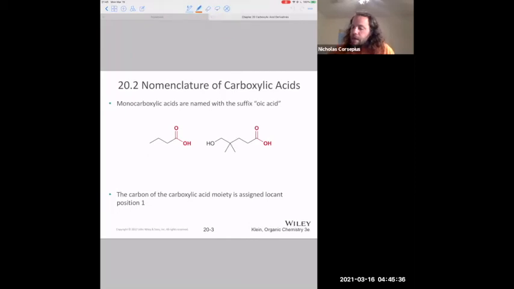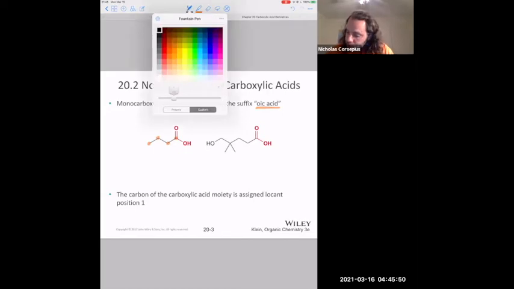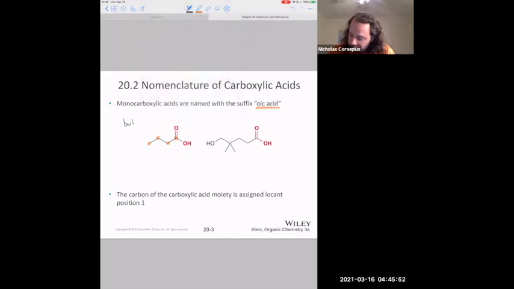Carboxylic acids have the suffix -oic acid. For example, in this molecule here, we have 1, 2, 3, 4 carbons in the parent chain. A 4-carbon alkane would be butane. This now becomes butanoic acid. So you just stick that suffix on, a lot like aldehydes.